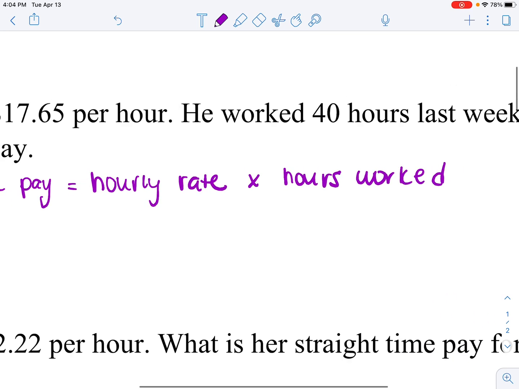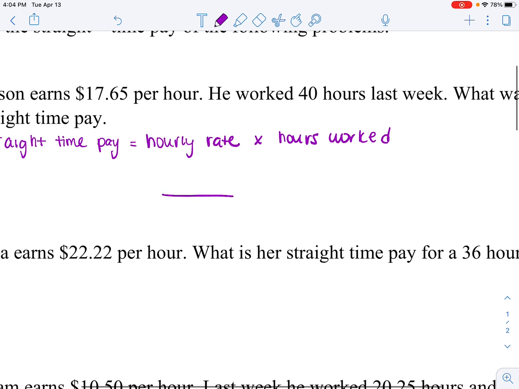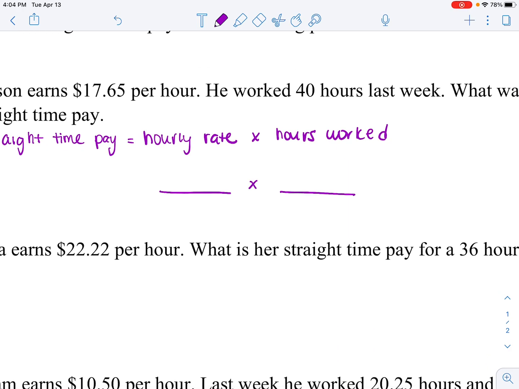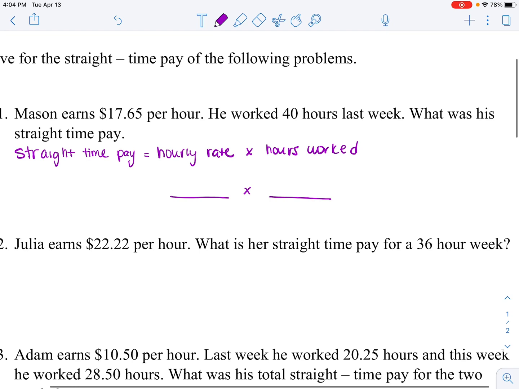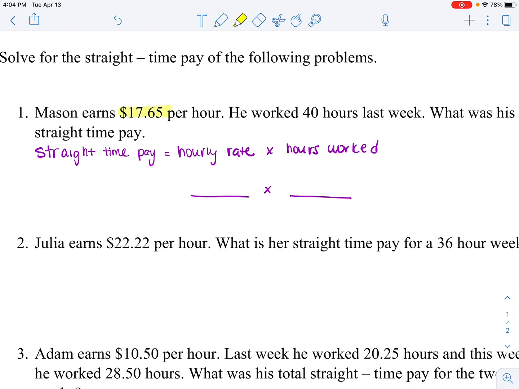So all you have to do is just plug in these two numbers. We're looking for some number times some number. If you look at this problem, our hourly rate is $17.65. And the amount of hours that Mason worked this week was 40. It's as simple as that. You just plug it in.